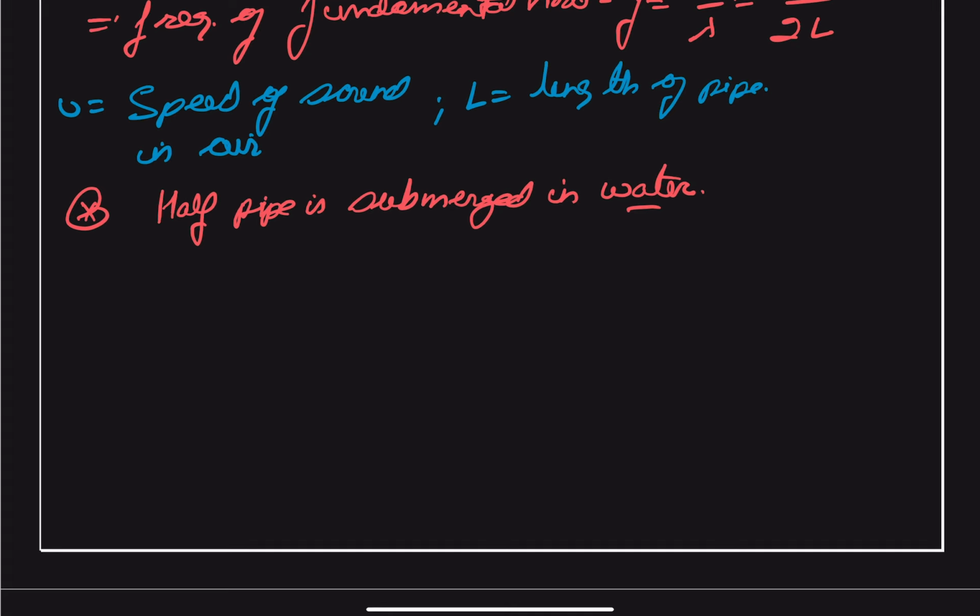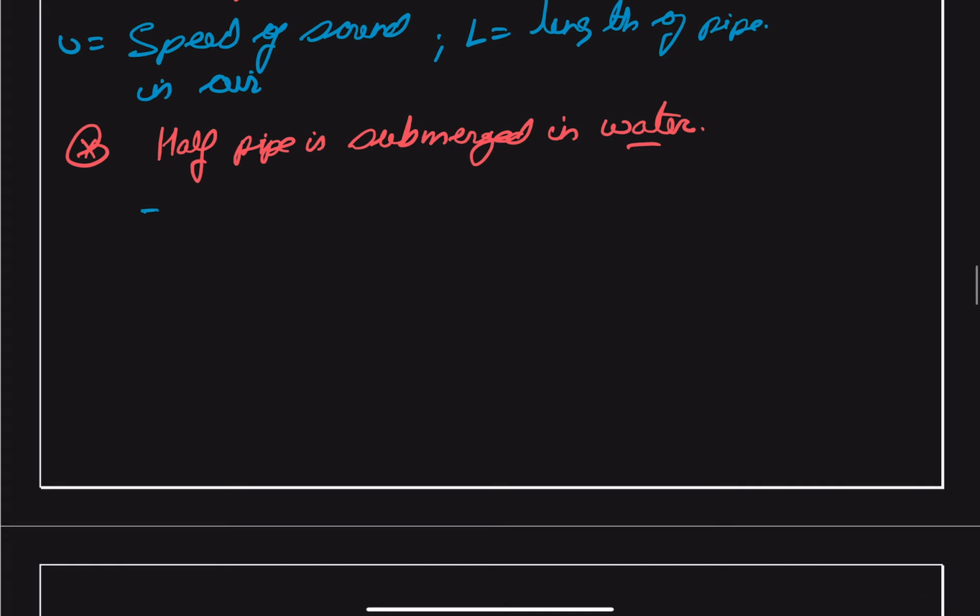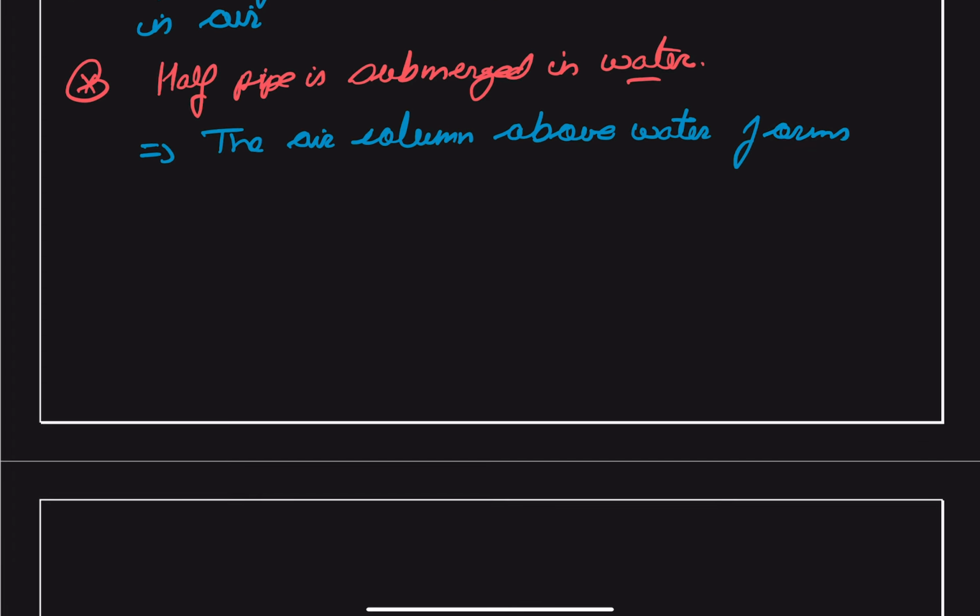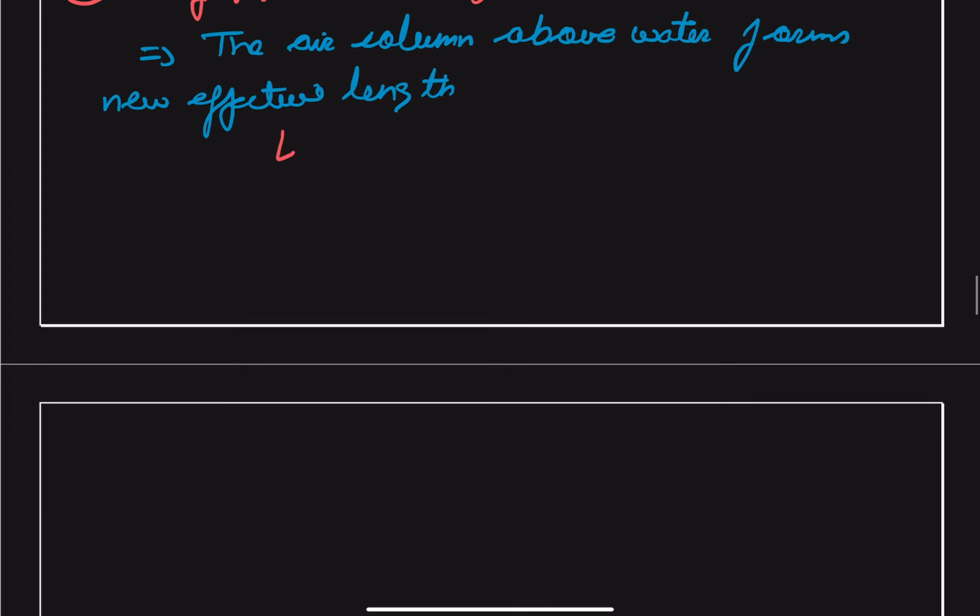So we can say therefore the air column above water forms a new effective length, and we can write that this L effective will be equal to the original length divided by 2.